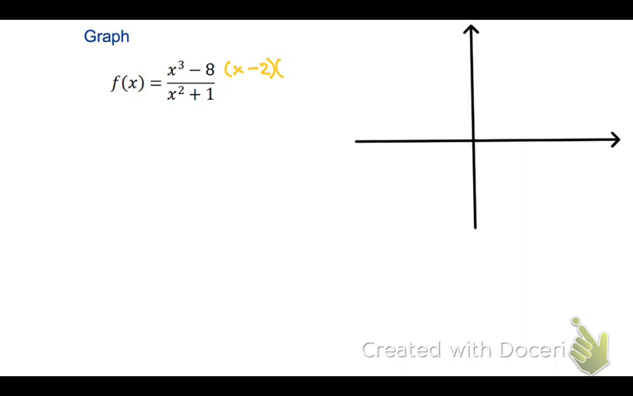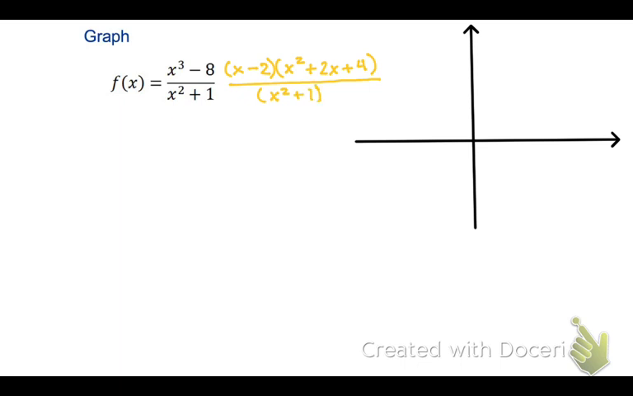x is my first thing, 2 is my second thing. First thing squared: x squared. Opposite sign, plus. Multiply the two together: 2x. And always square the last, which will always be positive because a negative squared is a positive. Over x squared plus 1, because we can't factor that, can we?